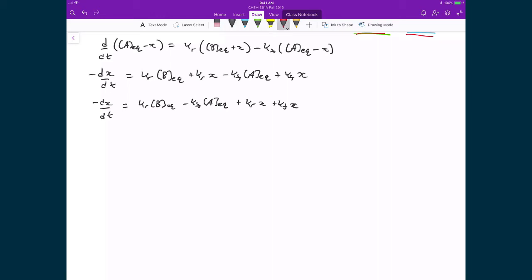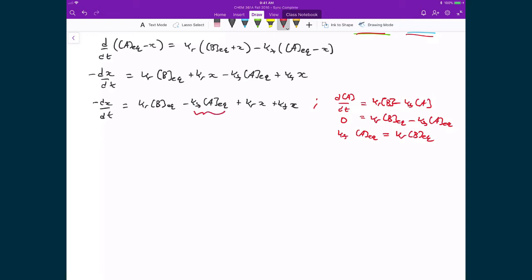One thing that we saw previously was that when we were at equilibrium, if I were to write my rate law expression out again, I'd have dA by dt is equal to kr times the concentration of B minus kf times the concentration of A. And at equilibrium, the rate of change of A is zero. So kr times the concentration of B at equilibrium minus kf times the concentration of A at equilibrium is zero. What this means, if I move my minus kf concentration of A at equilibrium to the left-hand side, is kf times the concentration of A at equilibrium is equal to kr times the concentration of B at equilibrium. So in this term right here, where I've got kf times the concentration of A at equilibrium, I can actually write that as kr times the concentration of B at equilibrium.